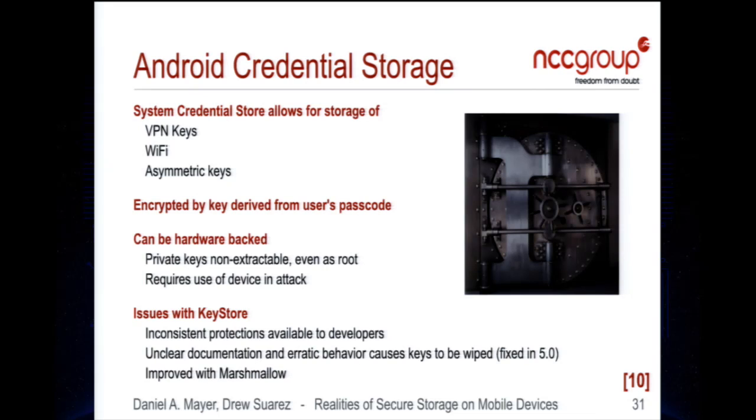Luckily, with Marshmallow, they've improved this greatly. There are very clearly defined results and expectations for using the key store. And I mentioned earlier on the slide the secret keys that can now be stored in the key store. This was only possible before using an undocumented API, but now it's fully supported, so you can store arbitrary application secrets in the key store as well, and not just asymmetric keys.